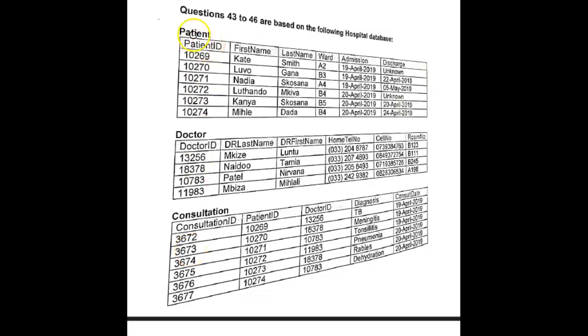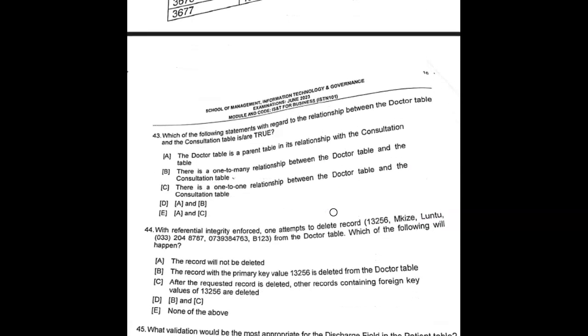But if you put the patient's ID somewhere else, because this is a primary key, it becomes a foreign key. For example, over here, patient ID is a foreign key. Doctor ID is a primary key, and when you put it over here it's a foreign key. So you see? Now, questions will become very, very easy. So, 43. Which of the following statements regarding the relationship between the doctor's table and consultation table is true? So here we're dealing with the relationship, right? Now, the doctor's table and the patient's table have a relationship with the consultation table.